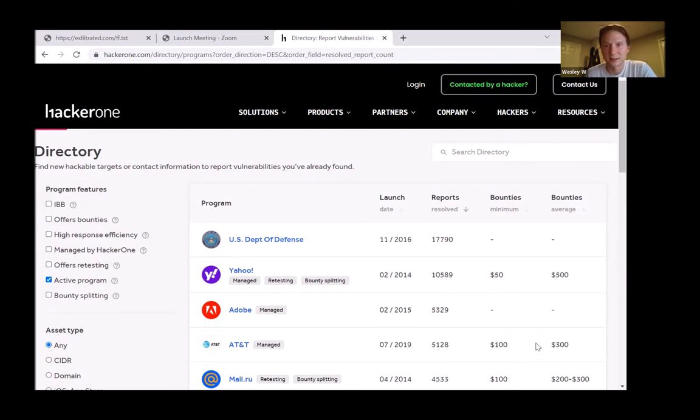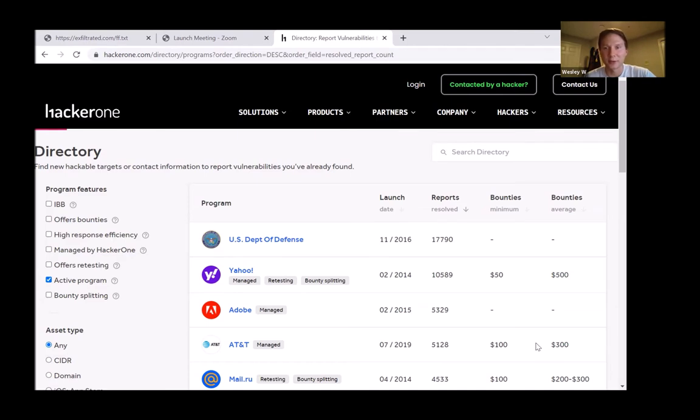If you look there, it says they've resolved 17,790 reports. That's not an exaggeration. There were 17,000 vulnerabilities in US military systems that have been reported, accepted, and fixed on HackerOne. The catch here is they don't pay anything. So you get to hack a .mil and get nothing. But in theory, you don't get black vans showing up at your house. So that's a good thing. I always recommend a VPN, but that's up to you.